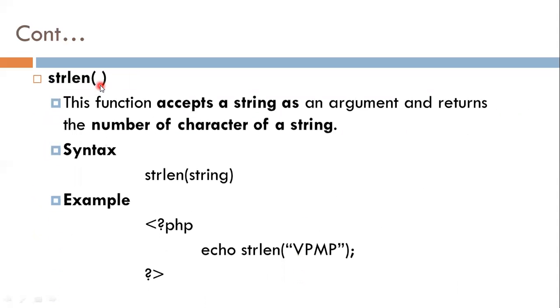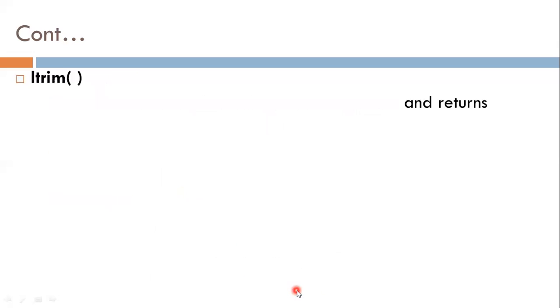Next function is strlen, string length. Same as other functions, this function accepts a string as an argument and returns the number of characters of a string, meaning the length of the string. Syntax is strlen in brackets string. Example, strlen, and then in brackets I write one string, which is vpmp. So the output of this statement is 4, meaning the number of characters in the string is 4.